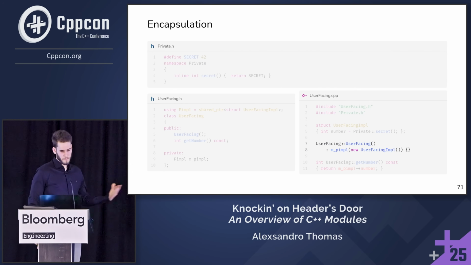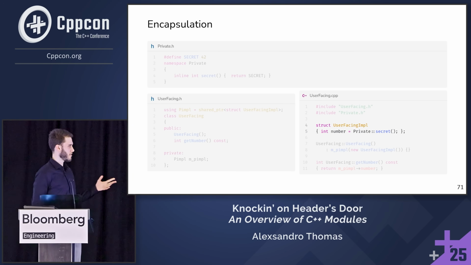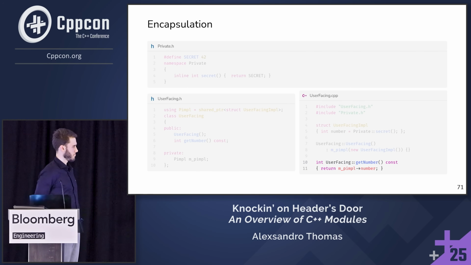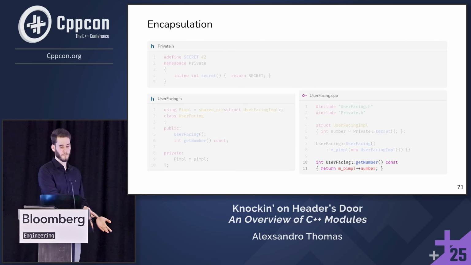And then you can just start your user-facing class by creating this internal object, start your internal implementation object by making use of that function that was defined in private, and also create your getNumber function in terms of that Pimpl.